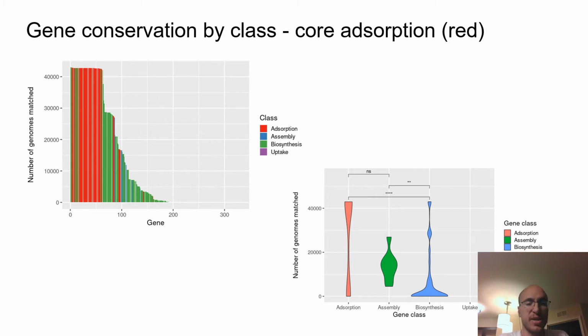These are followed by intermediate frequency genes that trail down from core genes down to those that are not found at all, and these are mainly green. They're mainly biosynthesis genes that are intermediate frequency. I also show the data as a violin plot on the right, and this shows the same pattern. Adsorption genes are most conserved, followed by assembly, and then biosynthesis genes with a long trailing tail.